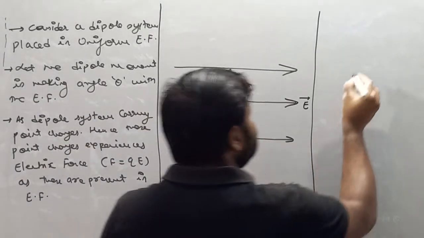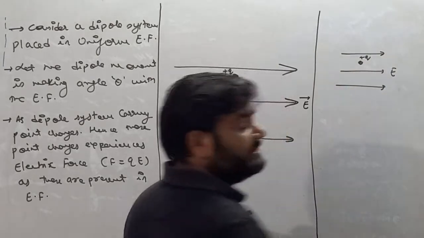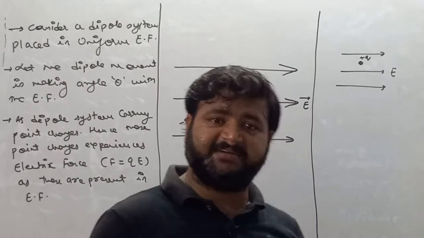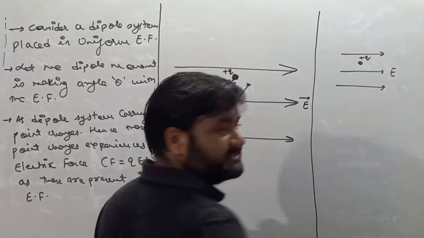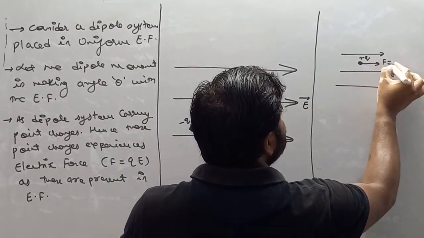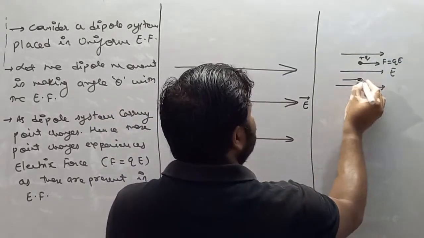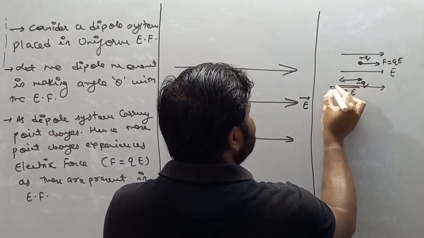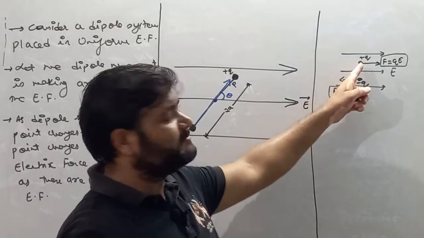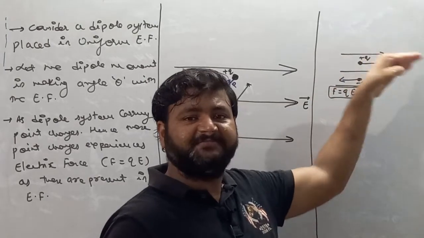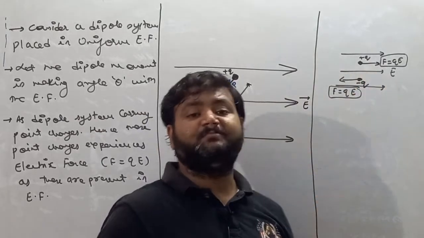I already told you that if any point charge is placed in an electric field, then that point charge experiences electric force of magnitude F equals QE. And we know that if the charge is positive, then the direction of electric force is along the direction of electric field. And if the charge is negative, then the direction of electric force is opposite to the direction of electric field, but the magnitude remains the same, that is F equals QE. These charges must be point charges.